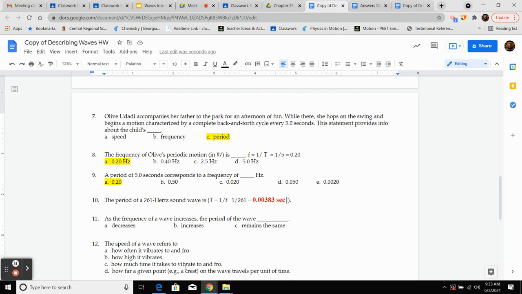As frequency increases, what happens to the period? Remember, if something is going back and forth faster, the time it takes to do 1 back and forth, does that get bigger or smaller? Smaller. Yeah, smaller, so it's going to decrease.